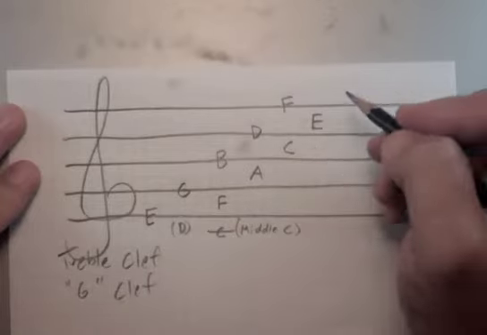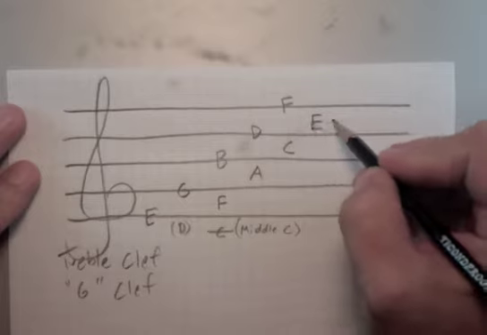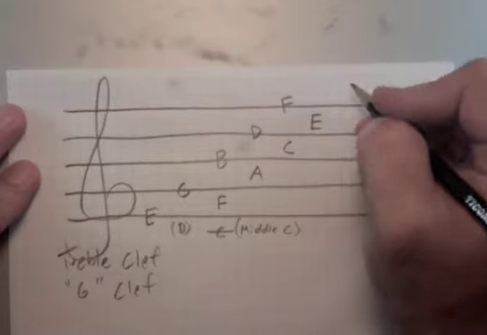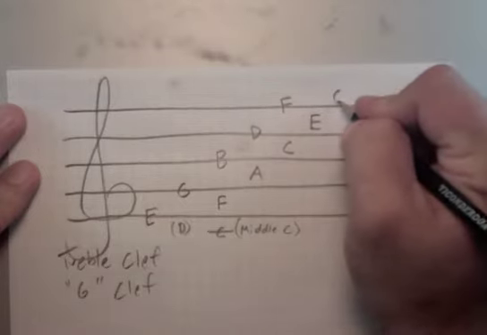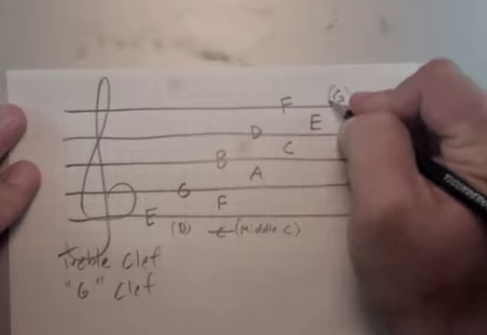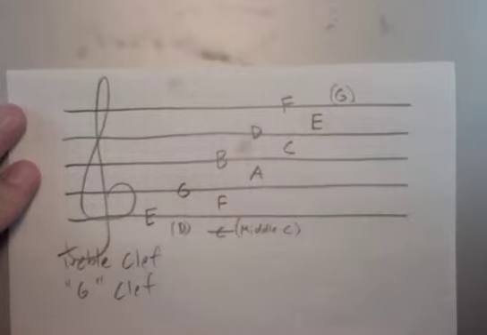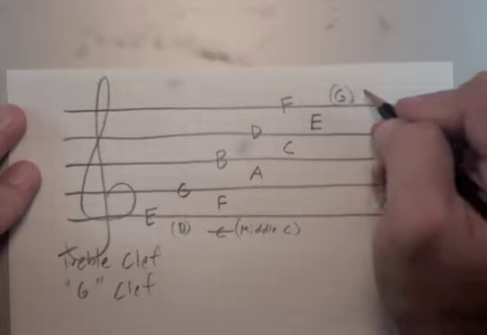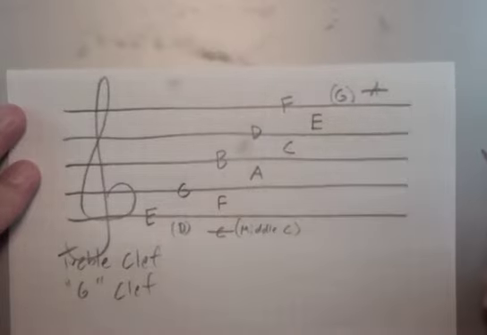Couple more things. If we keep going up, so E is on the space, F is on the line, the one that sits on top is G. I put it in parentheses because sometimes people forget that. And then the first ledger line up here would be an A.